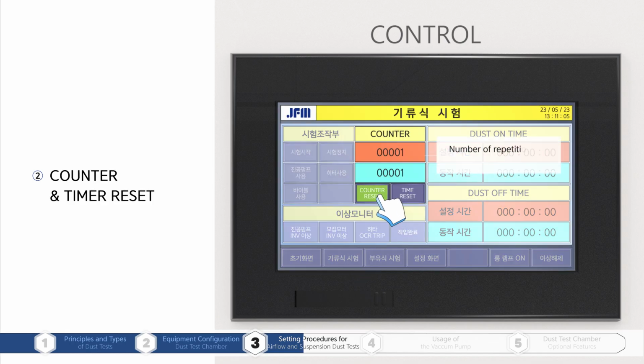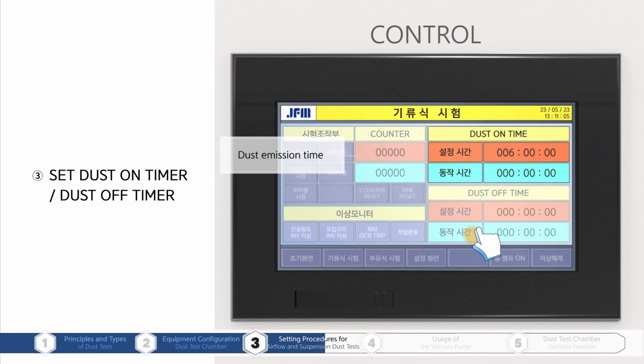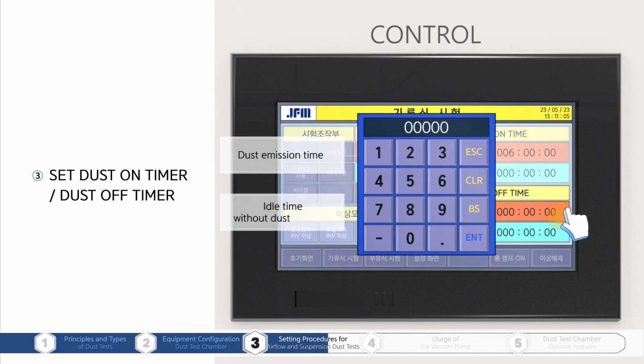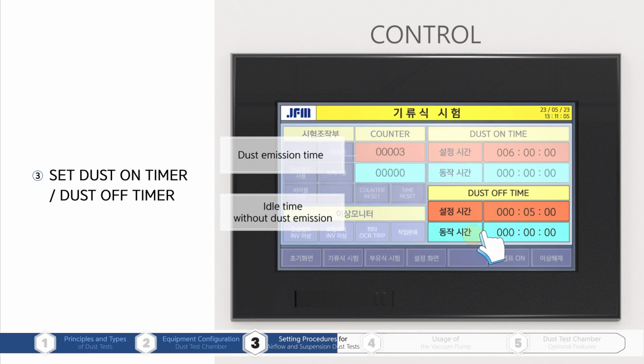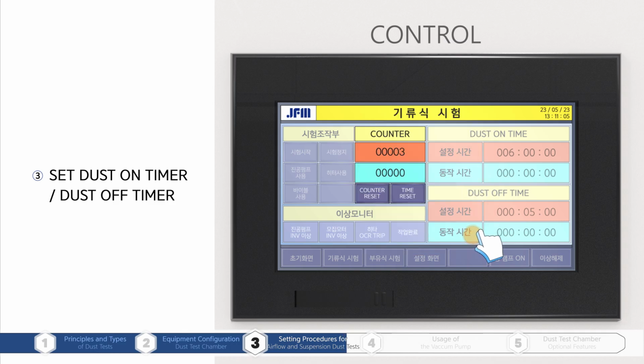Press the counter reset and timer reset buttons to reset the time. Set the dust on timer and dust off timer and specify the test cycles. Press the dust on to set the duration for dust dispersion, and press dust off to configure the idle time. Next, on the counter, input the number of times you want to repeat the configured test.